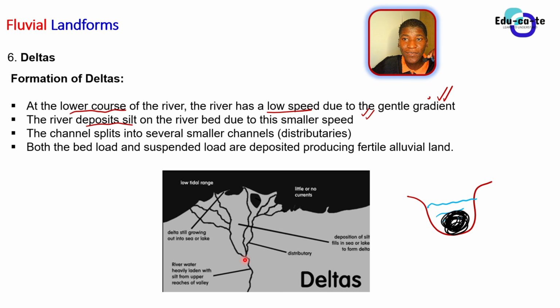It is flowing with a smaller speed. It has got a less carrying capacity and it deposits the material within the river itself, causing the stream to split into two different channels that are known as distributaries. And then both bed load and suspended load are deposited. Basically, there is a deposition that is occurring there.